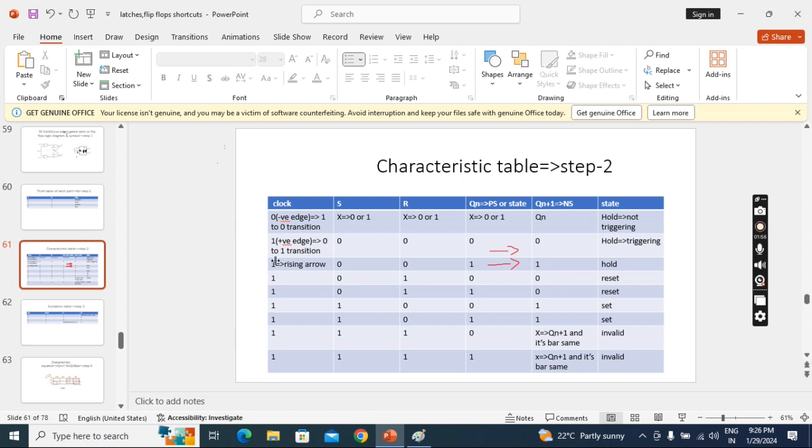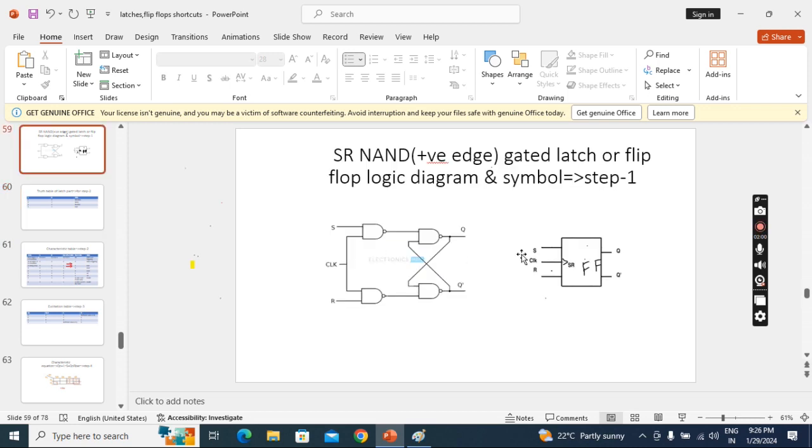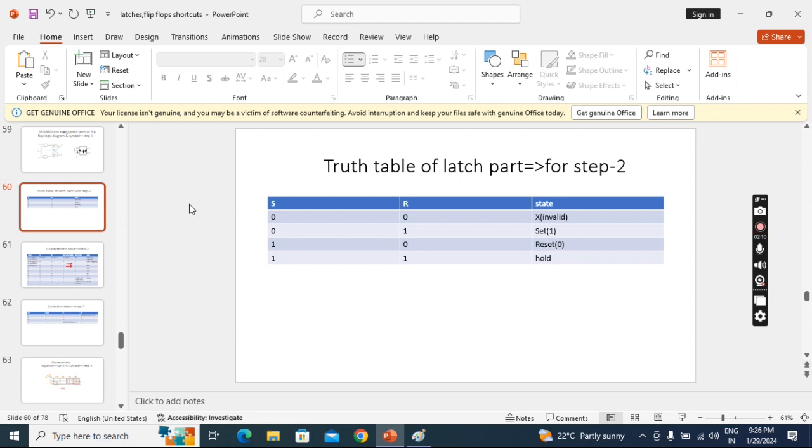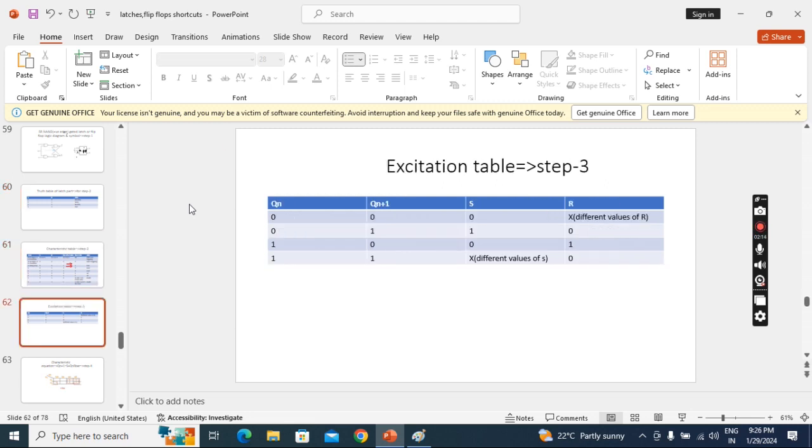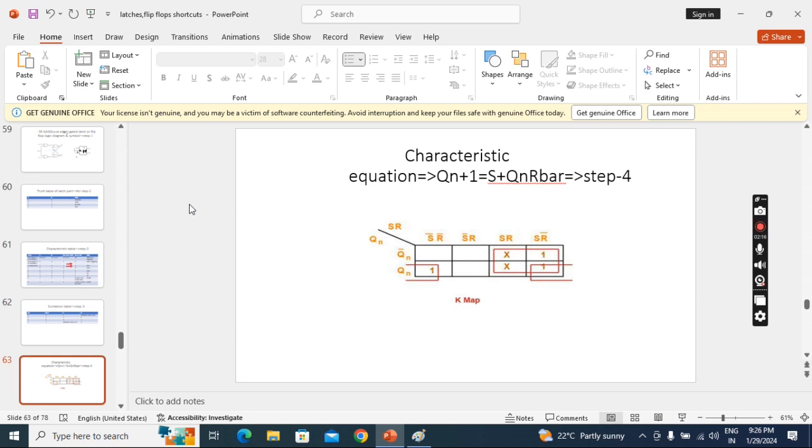flip-flops. So this one representation, and in the symbol this triangle representation, this is the difference between gated latches and flip-flops. Remaining everything same. Excitation table same. Characteristic equation table same. So you have to watch this lecture after watching gated latches, NAND latch, NOR latch with positive level, negative level.